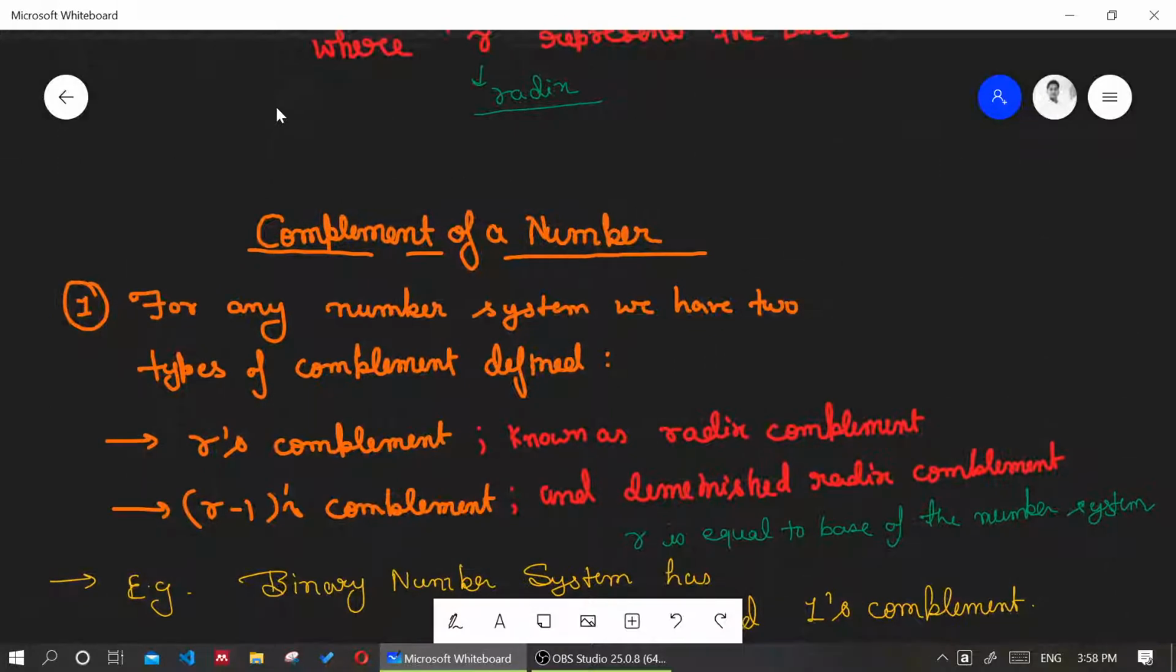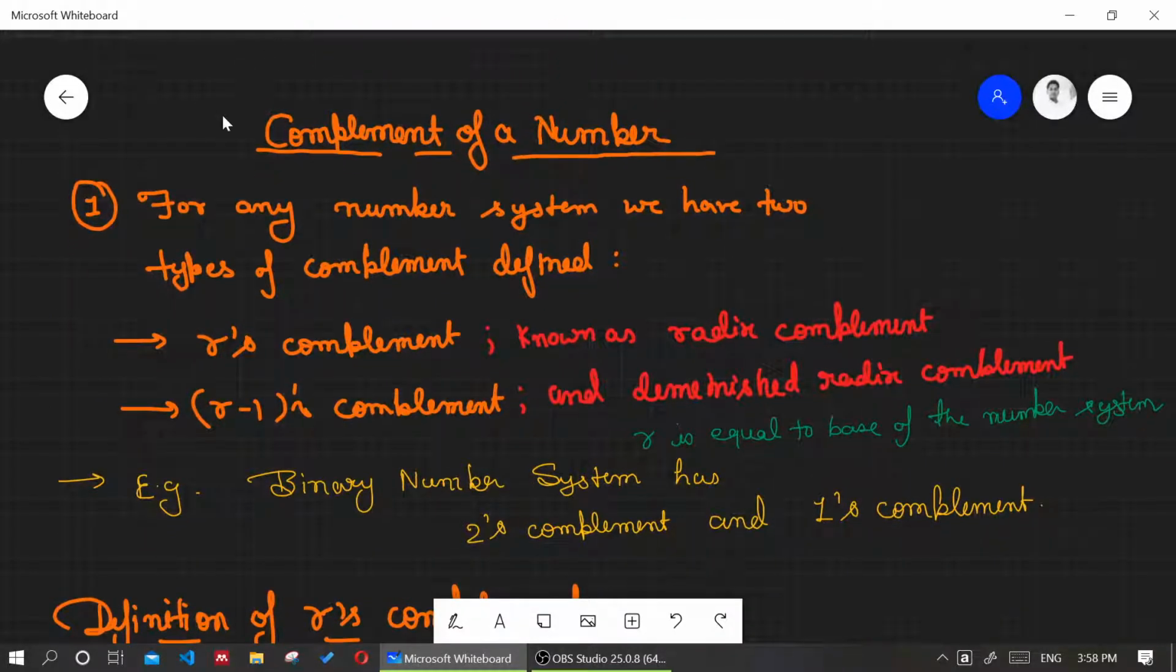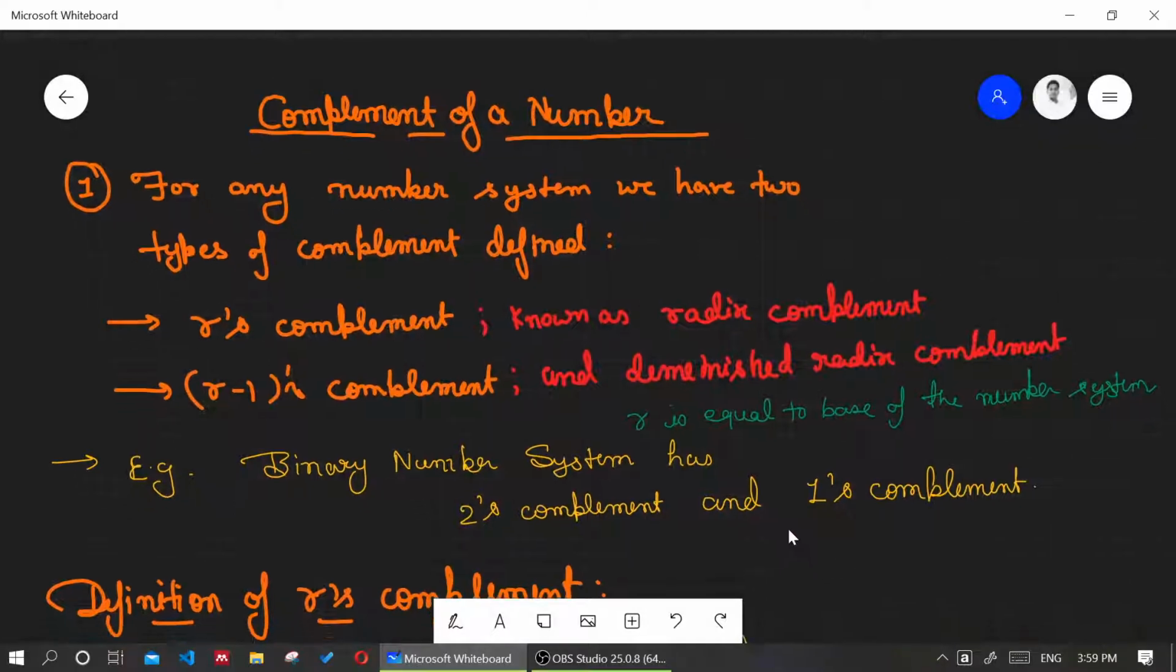For any number system, we have two types of complement defined. The first one is the r's complement, known as radix complement. The second one is the r minus 1's complement, also known as diminished radix complement. Here r is equal to the base of the number system. For example, in the binary number system, we have 2's complement and 1's complement defined. So 2 is the base of the binary number system, and 1 is the diminished radix complement, which is r minus 1.